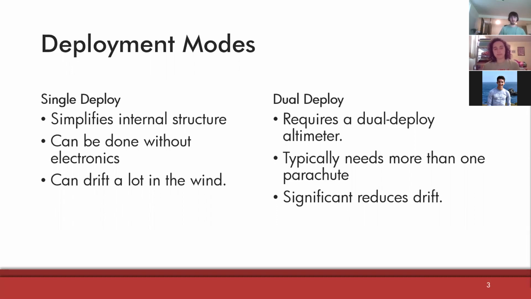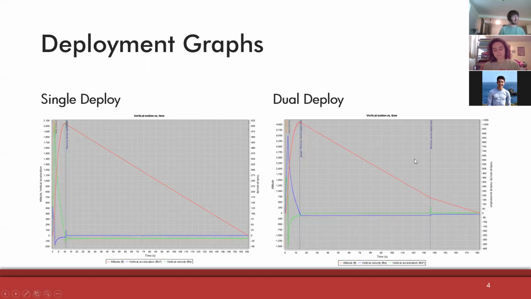Using dual deploy necessitates adding more features to your rocket, typically an eBay and an altimeter, oftentimes multiple parachute sections, although that depends on your design. But it significantly reduces drift by using a smaller drag parachute, so that your rocket isn't in free fall but is still falling relatively fast before deploying a main chute close to the ground. So you save a lot of time on that.